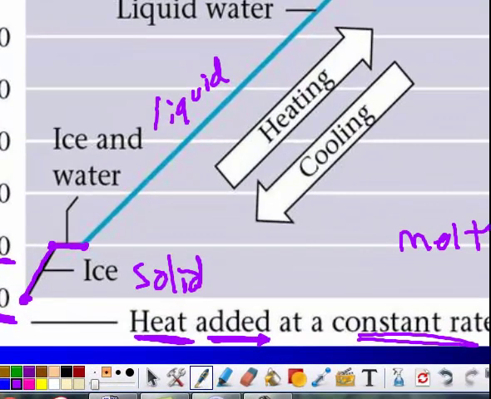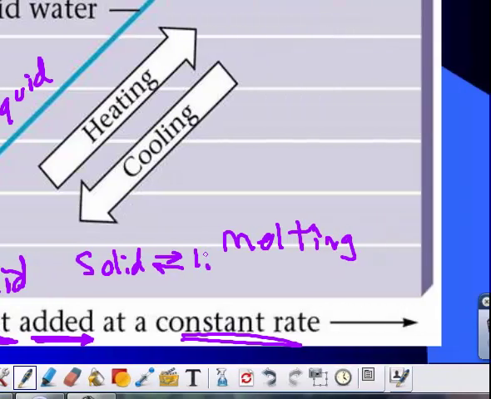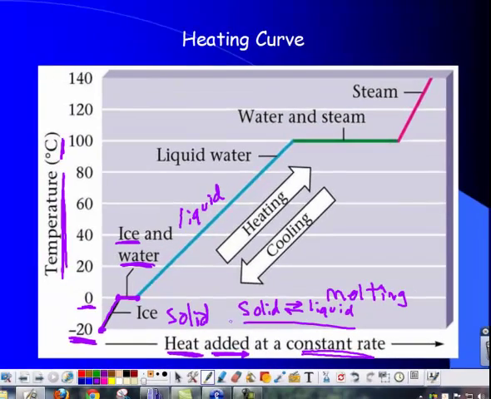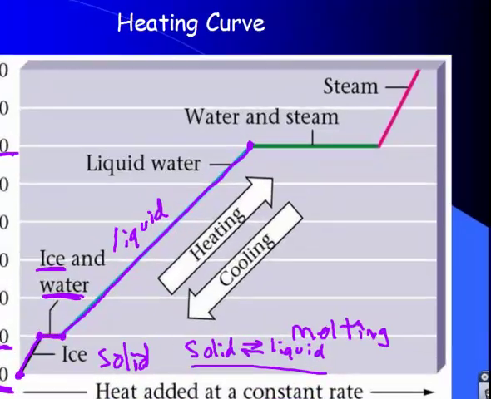So once again, right here you have ice and water. So you have an equilibrium, which we talked about, between the solid and the liquid phase of water. All right, so now the temperature is going to start rising again. Heat is still being added at that same constant rate. And now the temperature is rising, rising, rising, rising until, again, it stops rising right here at 100 degrees.